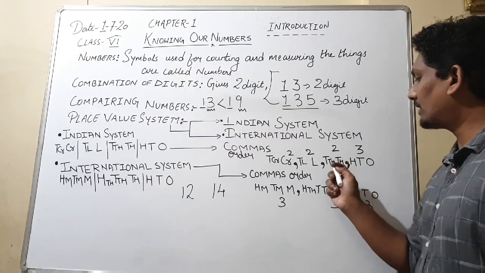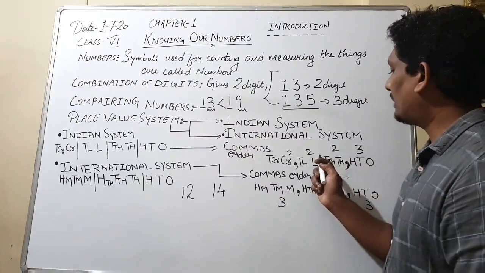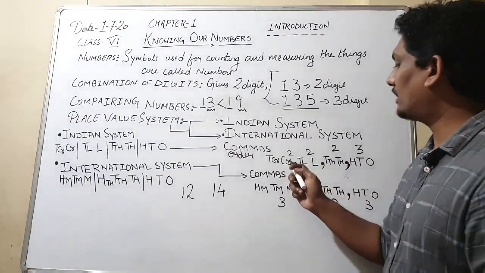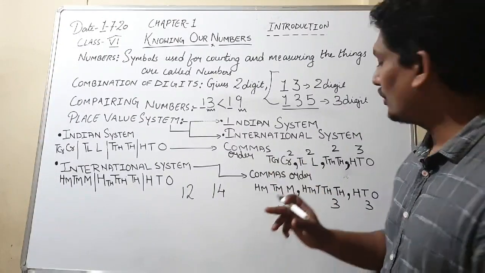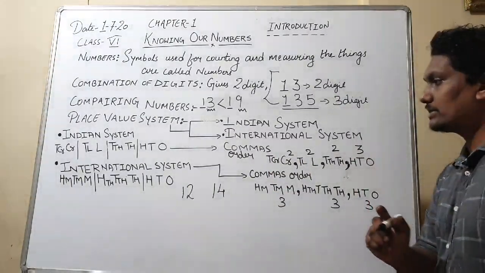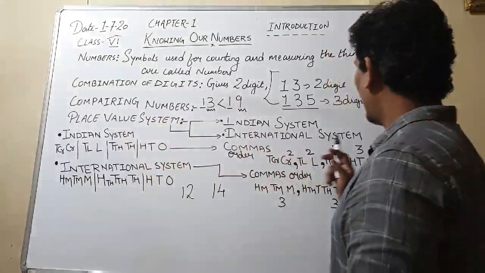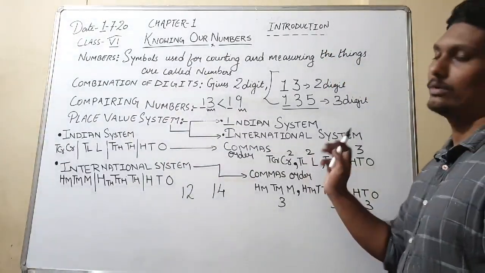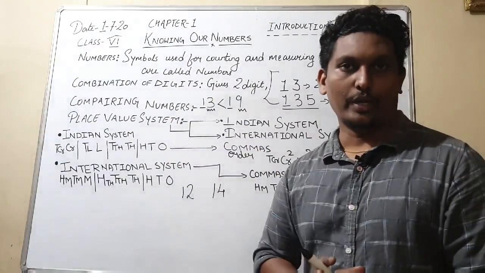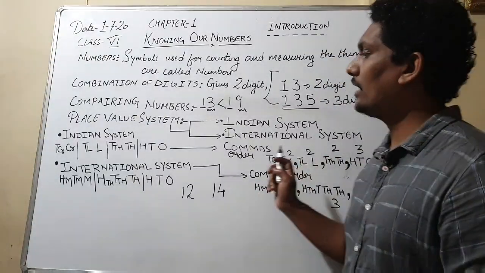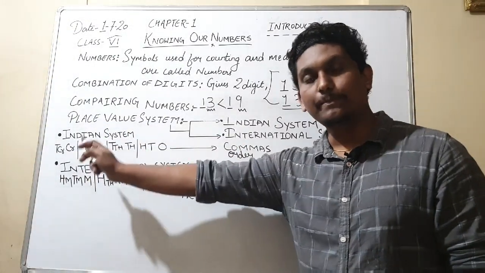Then we have 1000, 10,000, two places, then lakhs, 10 lakh, again two places, then crore, 10 crore. It means the order of commas in the Indian system is 3, 2, 2, 2. Okay, in that order the comma is followed in the Indian system.